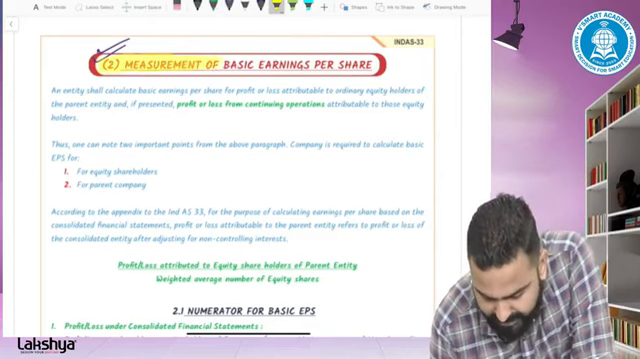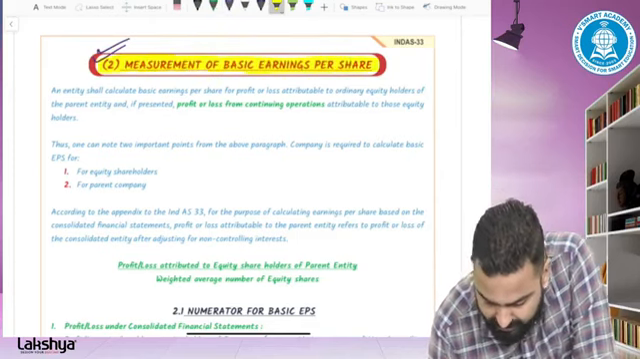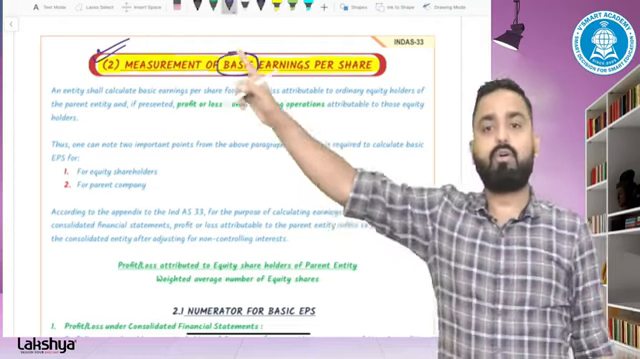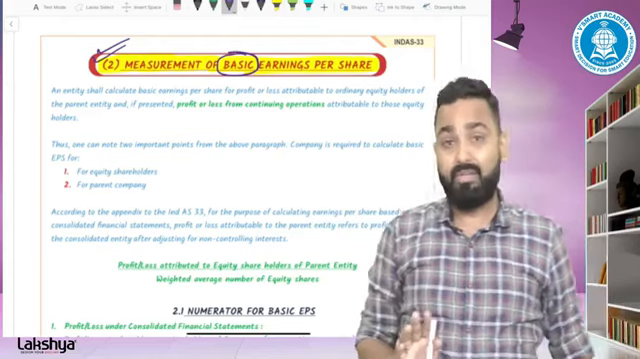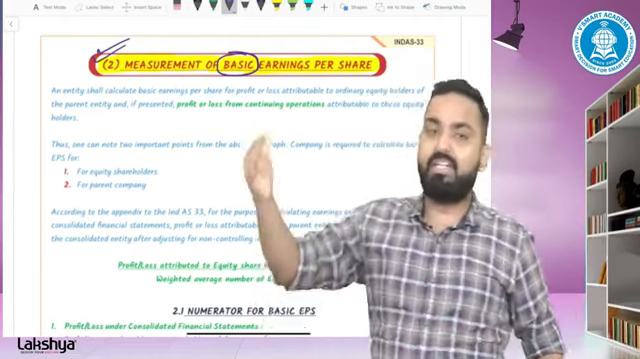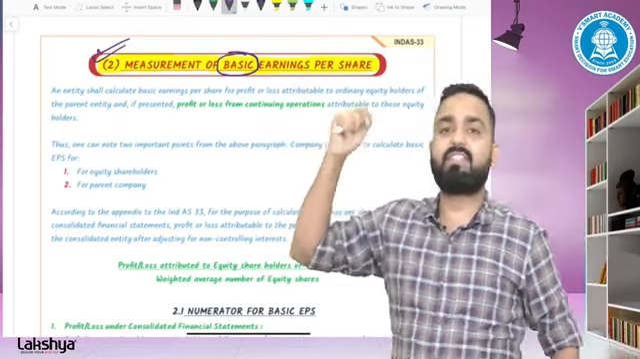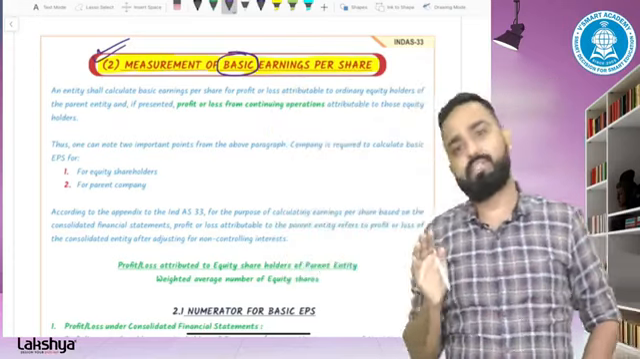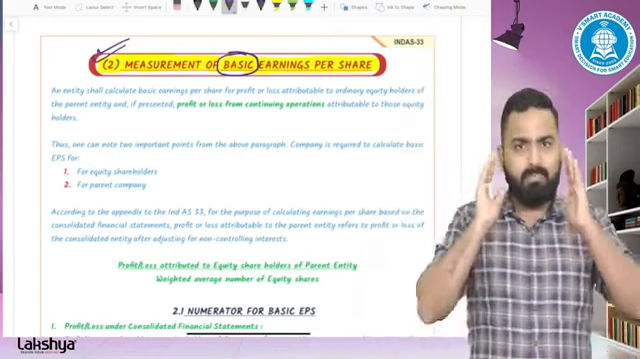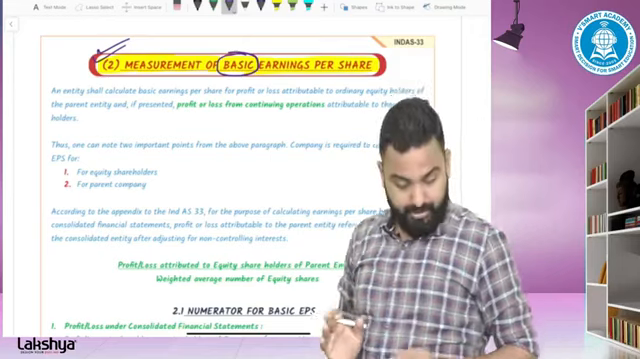From the calculation part, measurement of basic earning per share. Now we are going to talk about the basic earning per share only. We are starting with basic and we'll continue further. In the further classes, we'll discuss diluted earning per share also. So measurement of basic earning per share. Now please concentrate on the basic earning per share.